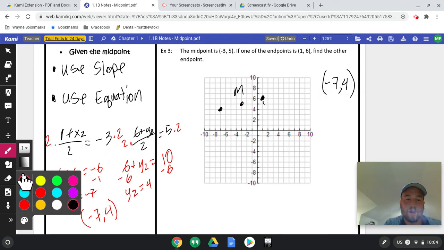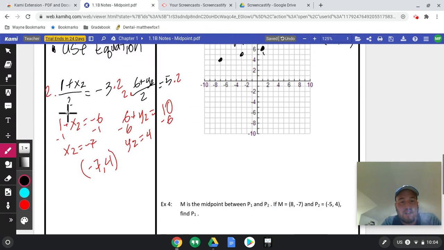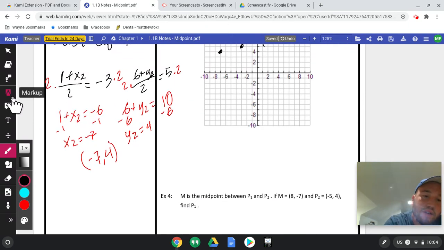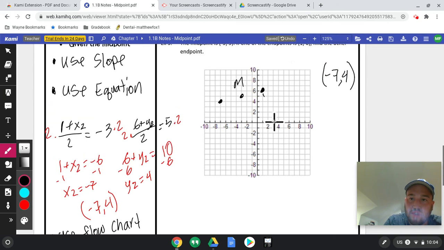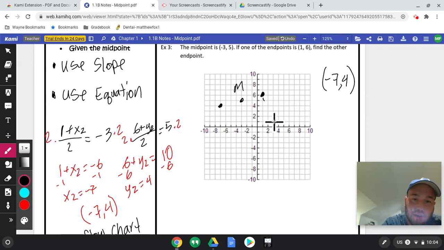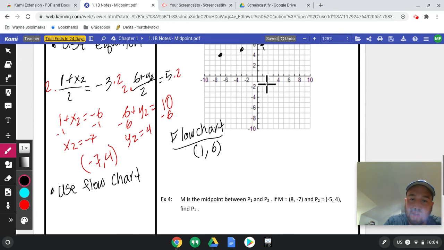Okay, now the third way, there's one other way, and this one's kind of reasoning through it. It's almost more of a flowchart method, and I'll show you what I mean by that. For this flowchart method, always start with your endpoint. We know it starts at 1, 6, and from there it goes to -3, 5.